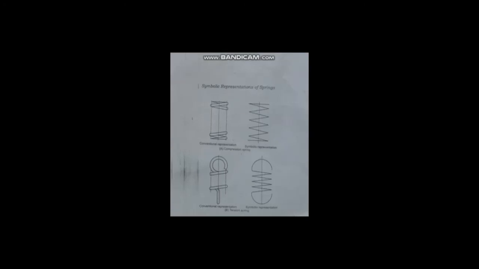And this is the symbol of the compression spring. You draw these straight lines with the help of a ruler or scale, and these gaps are equal, and these two points are known as pitch, and this gap and all these gaps are equal. For the tension spring, you draw these two arcs with the same radius, and then join the line with the help of a scale. This is the symbol of compression spring and tension spring.